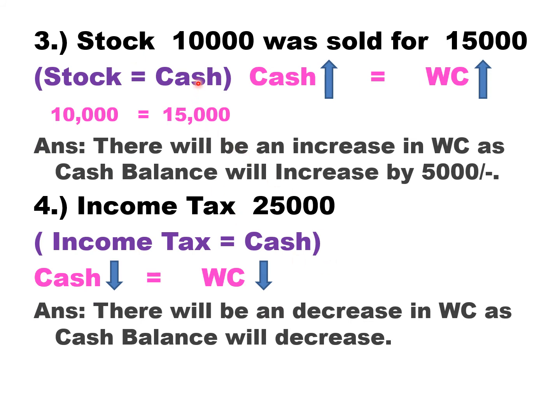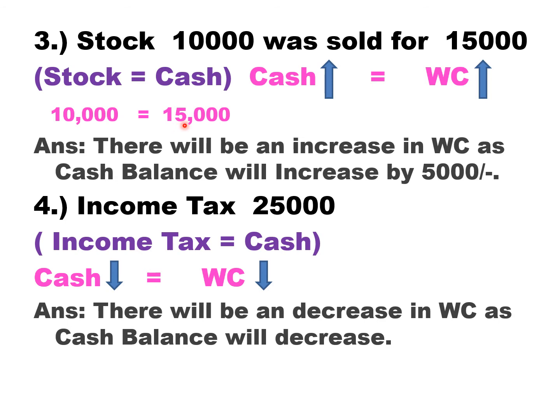Third point, stock 10,000 was sold for 15,000. The two accounts are stock and cash. So when you sell stock, stock goes, cash comes. I repeat, stock goes, cash comes. That means 10,000 goes, 15,000 comes. So net result, there is an increase in cash of rupees 5,000.